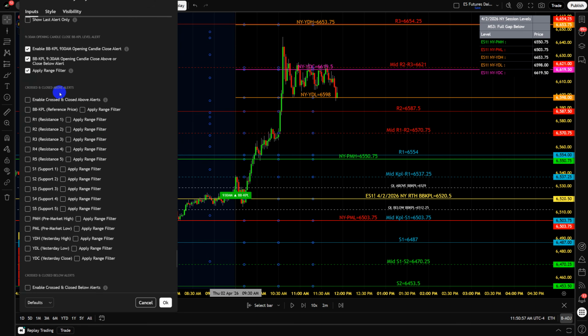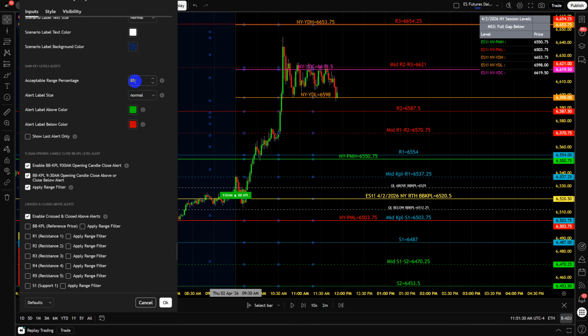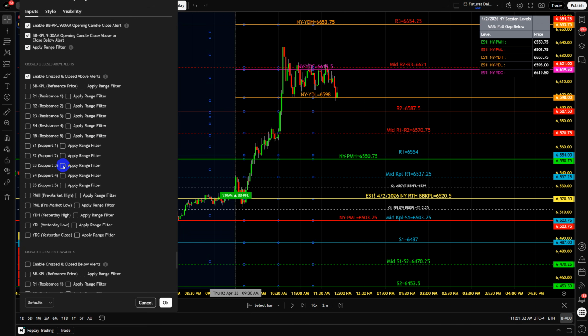Okay, so here are the crossed and closed above alerts. This is the master switch: enable crossed and closed above alerts. Then you would need to select which one you want: crossed and closed above BBKPL, R1, R2, R3, basically every one of the levels here. You can also apply the range filter if you want. It's going to be the same setting. This is a global setting and applies to anything where a range filter is turned on.